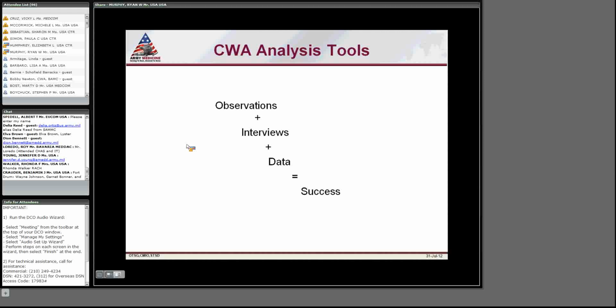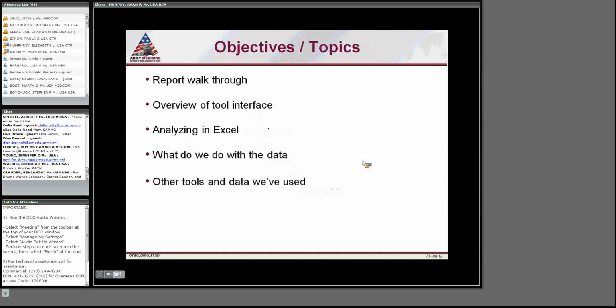So today I was planning on walking through some of the workflow analysis reports for this data. I was going to walk through a report, show the tool interfaces that we have, because we have 2 tools that we use, and then briefly show you how we analyze a piece of that in Excel, and then discuss what we do with the data. Initially I was going to do the report walkthrough and then show you the tool interface, but I've decided to flip those because I think that will help with the discussion later. So I'm going to show you the tool interface first and then walk through the report.